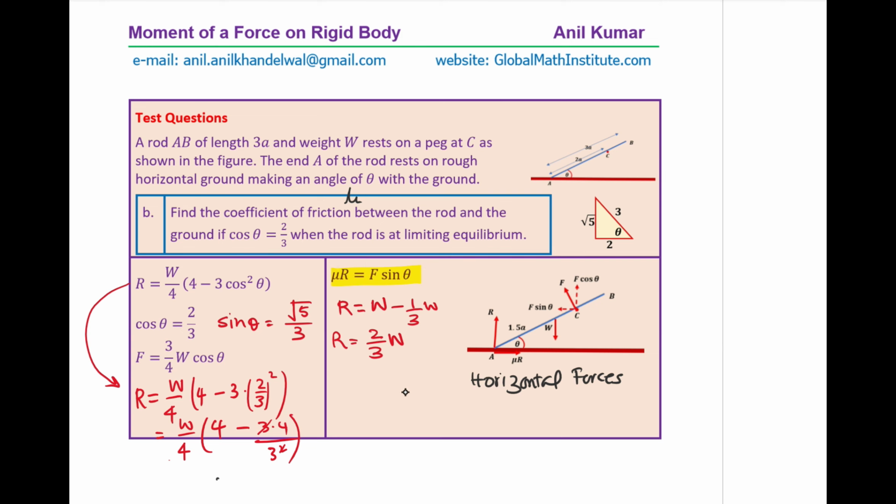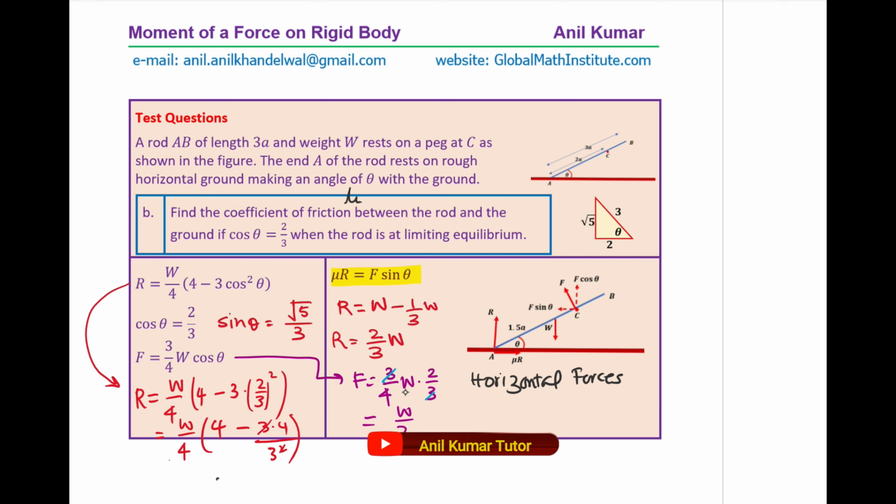Similarly, you can calculate what F is, right? So let's calculate what F is. F equals 3 by 4 W times cos theta, which is given to us as 2 by 3. So now that is equal to W by 2, correct? So we know F is W by 2.